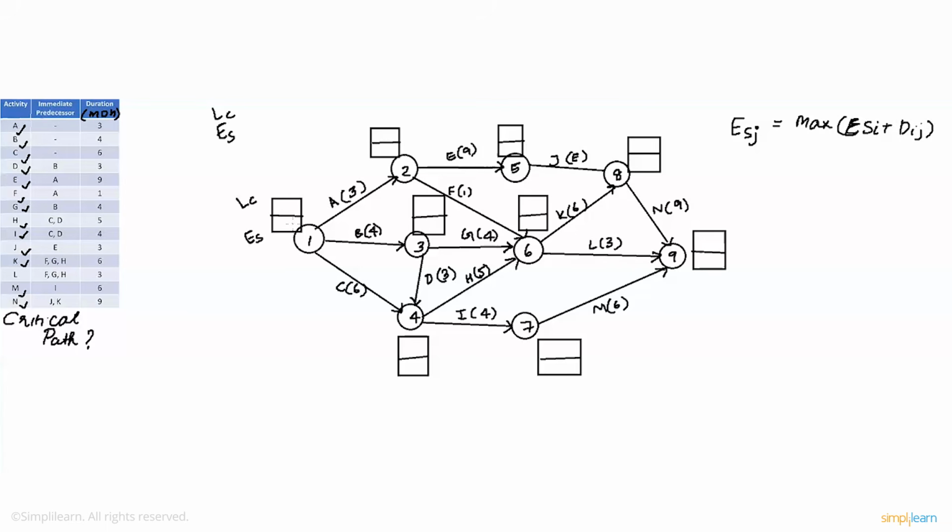So one thing you need to know is that the earliest starting time of node 1 is always 0. So let's write that down in a different color. It's always 0. So let's have a look at the earliest start time for node number 2. So the earliest start time when it comes to the previous node, which is node number 1, is 0 plus the distance, which is 3, which means the earliest start time for node number 2 is 3. Let's write that down.